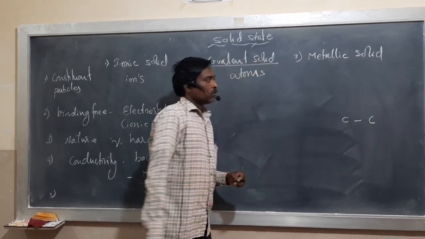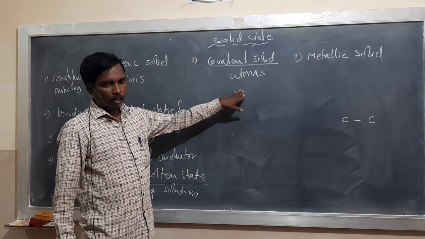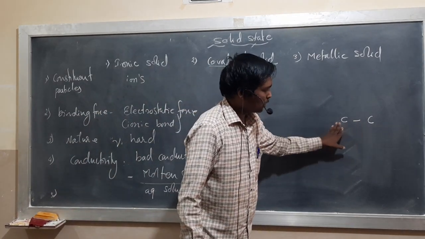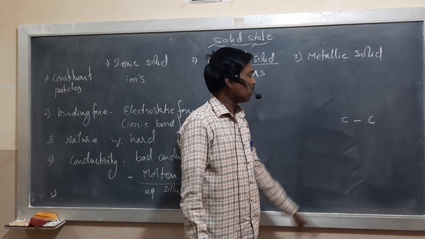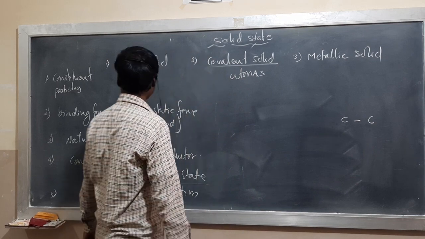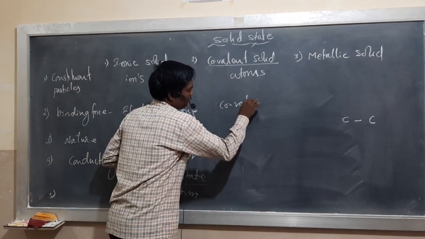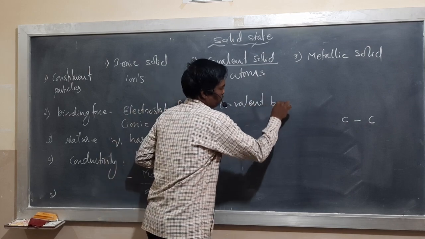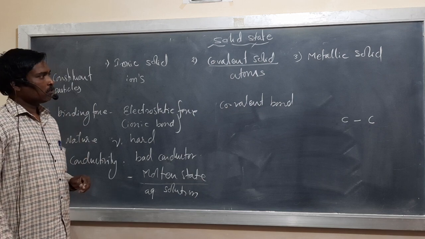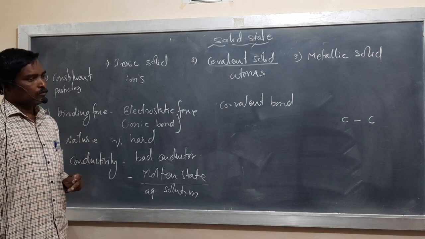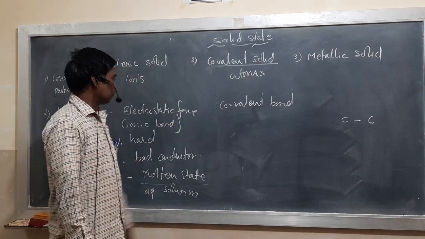The binding force present between the two carbon atoms is also a bond in which the carbon atoms are bonded by sharing electrons, which forms a covalent bond. So the binding force here is the covalent bond. Here the atoms are bonded with each other by sharing electrons, which forms a covalent bond. Therefore the binding force is a covalent bond.